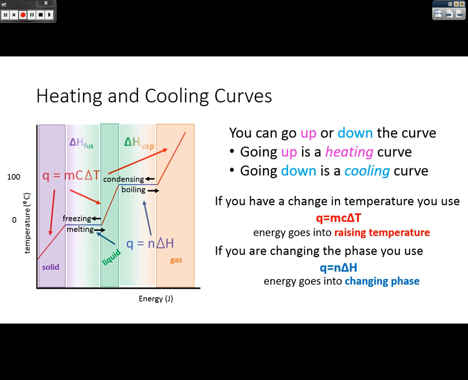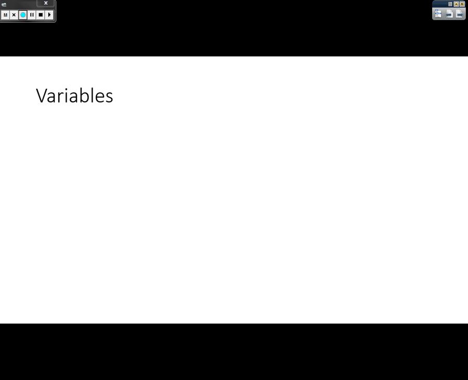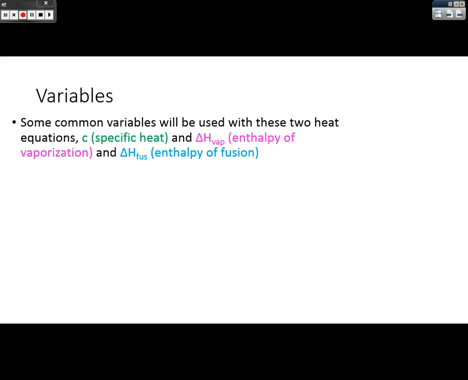We can look and see a lot of information from one really tiny graph. So you might want to take a minute and look at that and really understand it. Perhaps write it down. That might be a good idea. So as you can see, there's a lot of different variables on here. We've got C's, we've got delta H's, we've got delta T's. So let's talk about some of those variables. Some of the common variables that are going to be used with these two heat equations are C and delta H of vaporization and delta H of fusion. C is your specific heat, and then you've got your enthalpy of vaporization and your enthalpy of fusion.